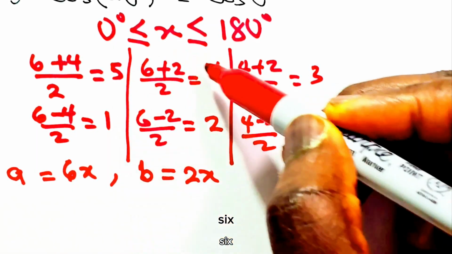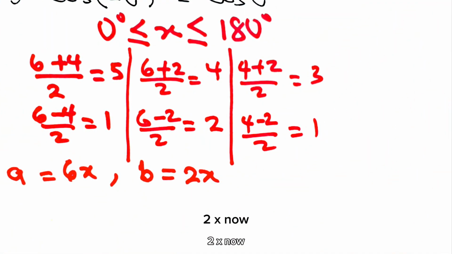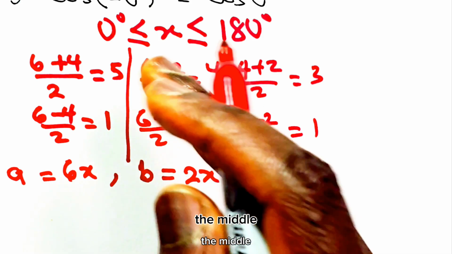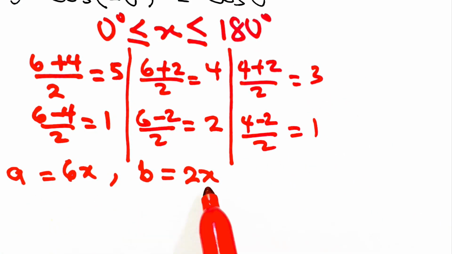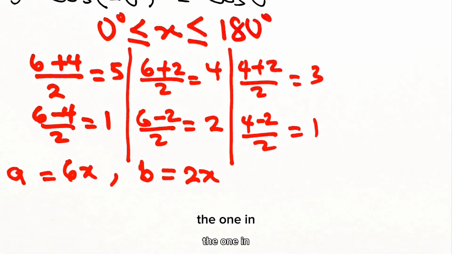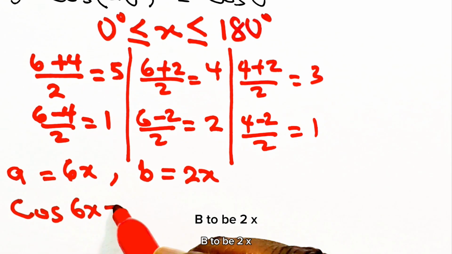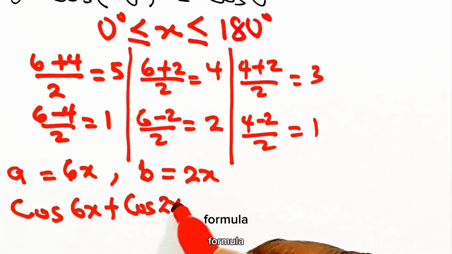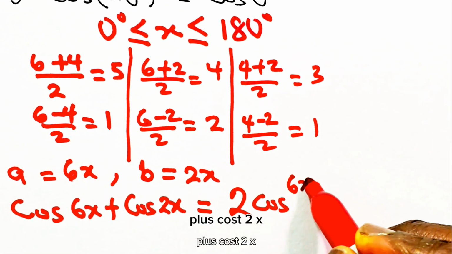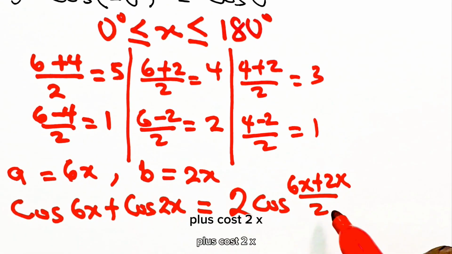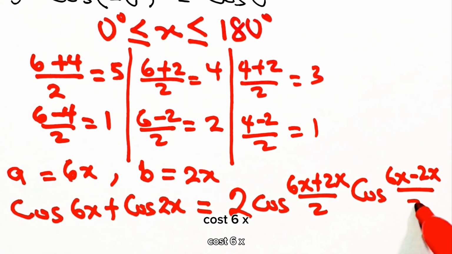Now, I'm working with the one in the middle. I already left out the first one and the last one because they're odd numbers. So I'm working with the one in the middle, which is an even number. So we represent a to be 6x, b to be 2x. If we put that into that formula, we're going to have cos 6x plus cos 2x, which will give us 2 cos (6x plus 2x) divided by 2 times cos (6x minus 2x) divided by 2.